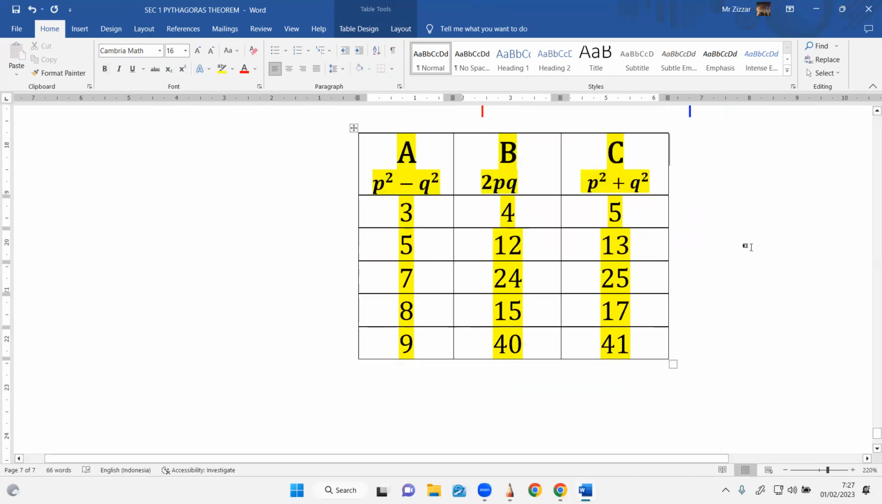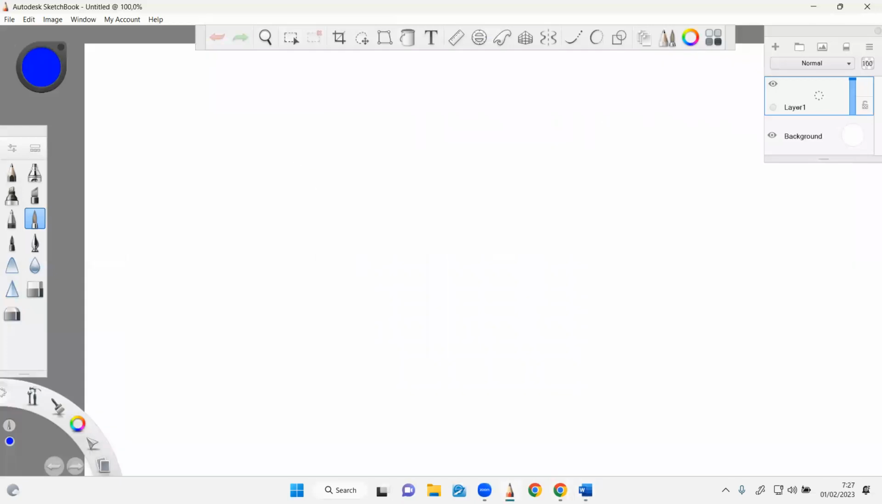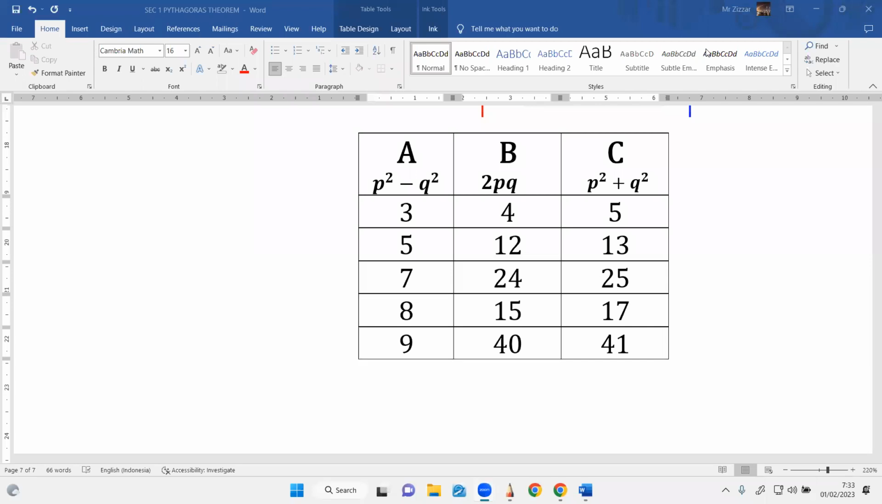Okay, so let's check the understanding. Try to memorize this. I will give you some time to look at this. You may memorize the formula first or the triples first. You can pause the video, by the way, to look at the Pythagorean triples and try to memorize them. Okay, after you have memorized some of the Pythagorean triples, let's see the question.